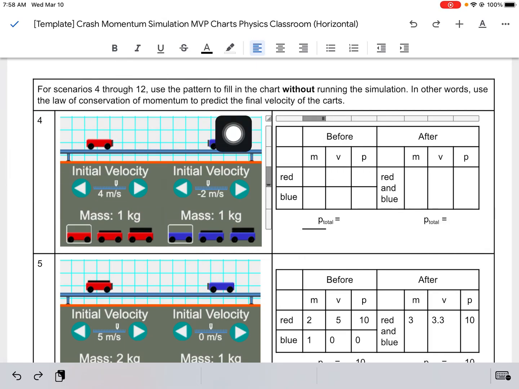All right, team, let's do number 4. For scenarios 4 through 12, use the pattern to fill in the chart without running the simulation. In other words, use the law of conservation of momentum to predict the final velocity of the carts. So the first thing is we're just going to match our initial conditions into the before the collision side of our MVP chart. So let's just fill in what we know.